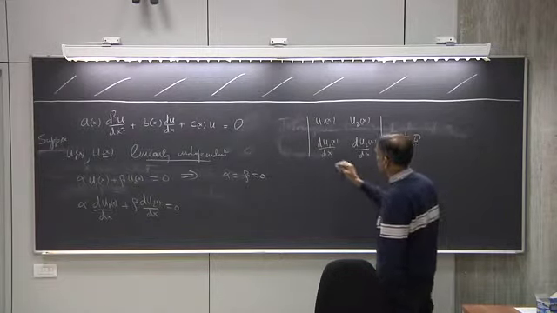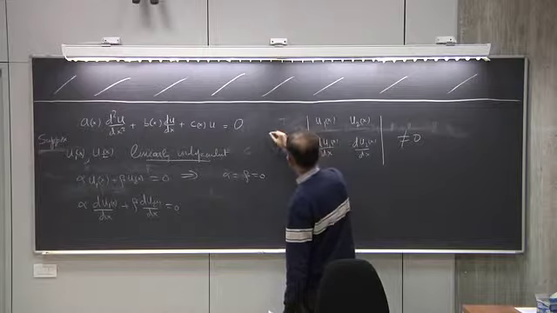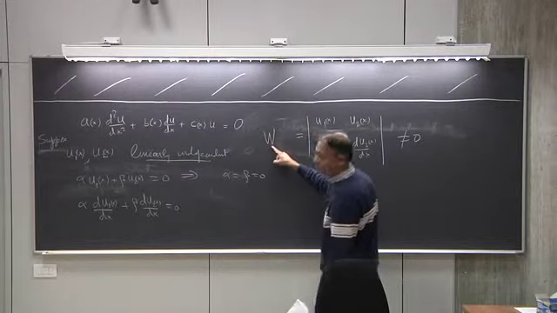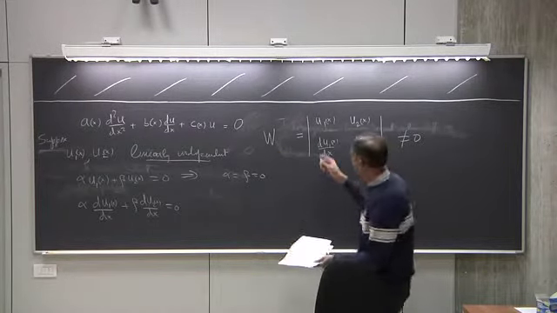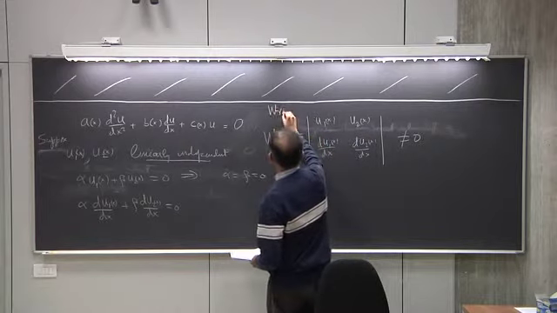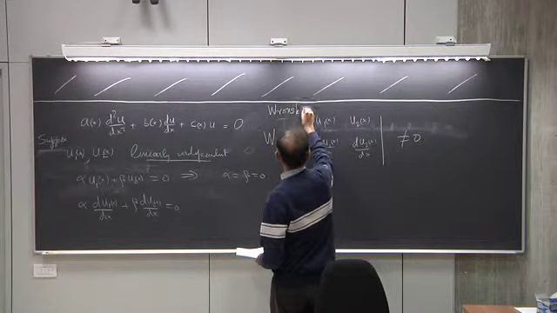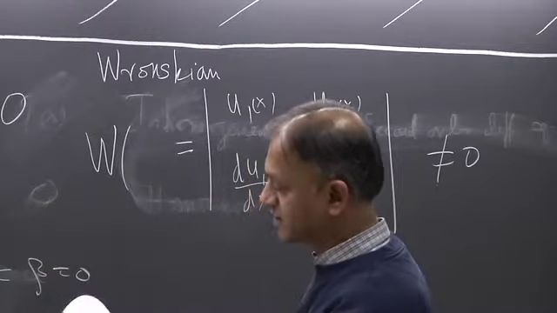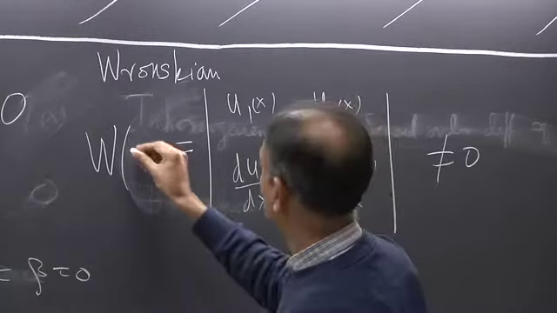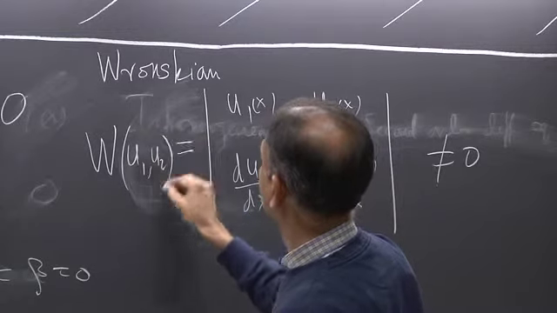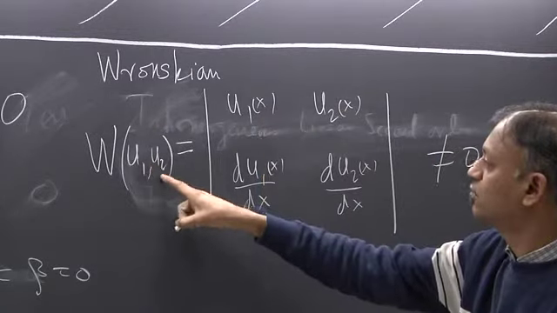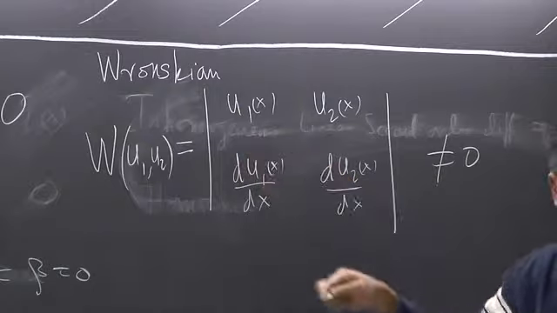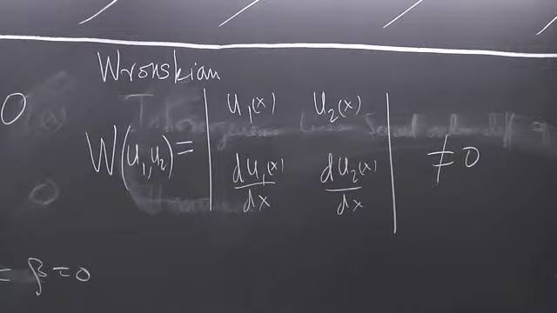So this, by the way, there's a name for this. This is called the Wronskian. The notation is W, and you put here u1 and u2. So given any two functions u1 and u2, you construct this Wronskian.